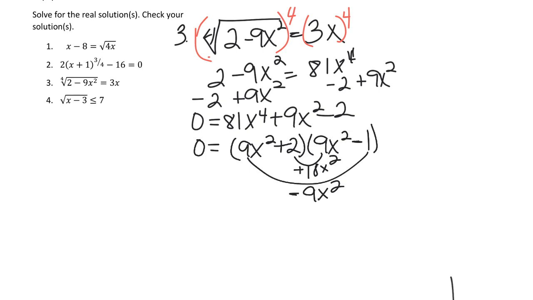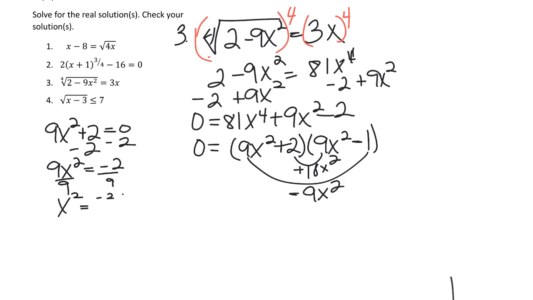So now we'll solve those. 9x squared plus 2 equals 0, minus 2, 9x squared equals negative 2, divide by 9. I get x squared equals negative 2/9, which is imaginary, because I can't take the square root of a negative. So that one's not a real solution, so I'm going to leave that off.